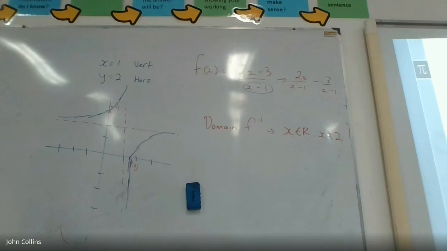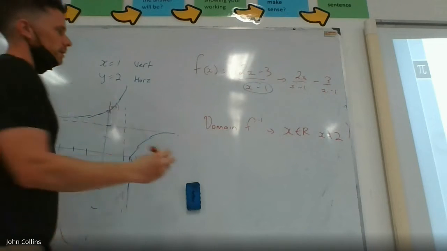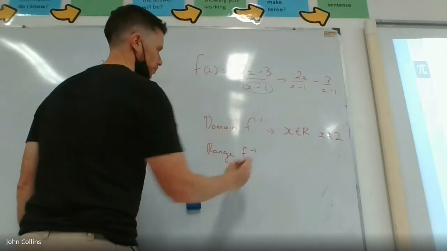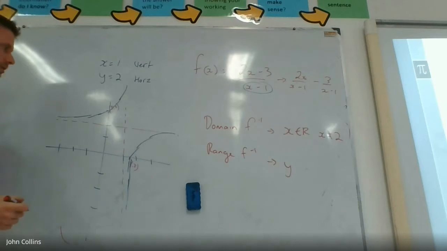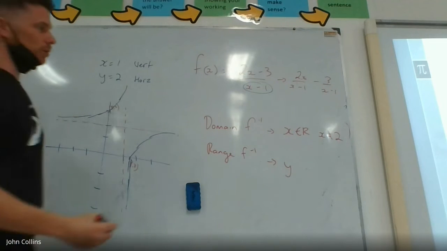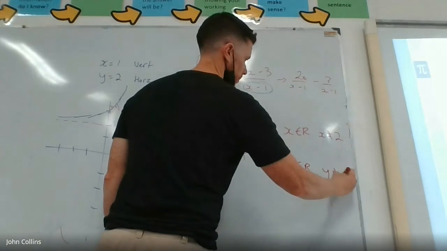So remember, that is the range of the original. So it is the domain of the inverse. And then the range of the inverse will be the domain of the original. So you're looking at the x's now. Bella, what's the range of the inverse then? AKA, what x values of the original? Is there any x value it can't be? Yeah, it can't be 1. Same as this one, couldn't be 2. So y cannot be 1.